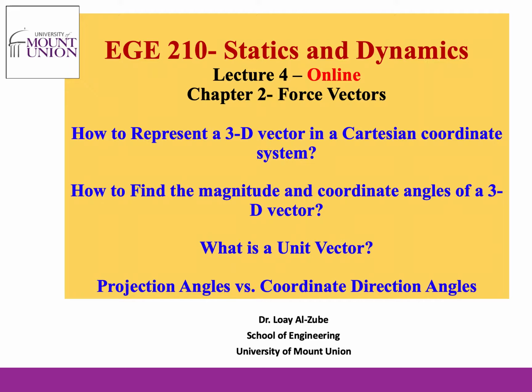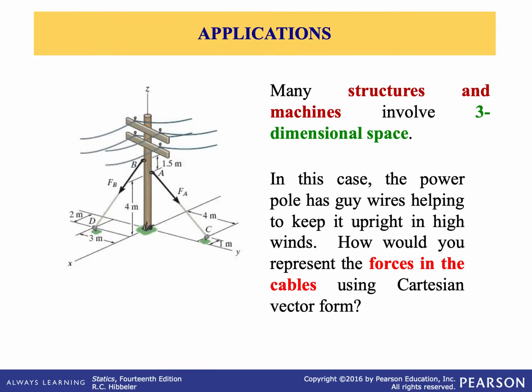Let's start with representing a 3-dimensional vector in Cartesian coordinate system. Many structures and machines, as I said, involve 3-dimensional space. In the image that you're looking at, the power pole has wires helping it to stay upright in high winds. How can we find or represent the forces in the cable? So you can see you have FA and FB. Those are the forces here. This is FB and this is FA.